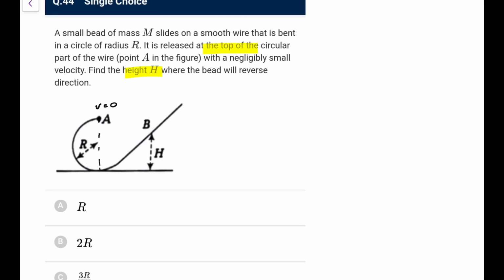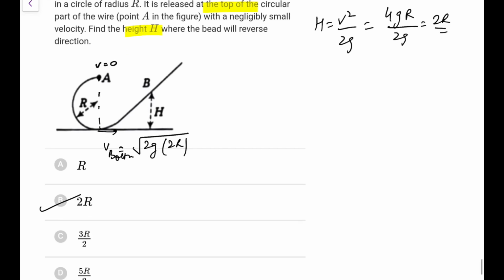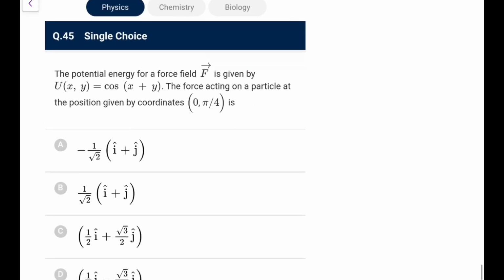So the velocity at the bottom would be root 2gh, h would be 2r here, root 4gr. Now the height gained would be h equal to v square by 2g, that is 4gr by 2g, that is again 2r. You can directly make it out, you need not solve it. From the height it is released, the height it will go there, so you can directly go for 2r, the speed will become 0 here.